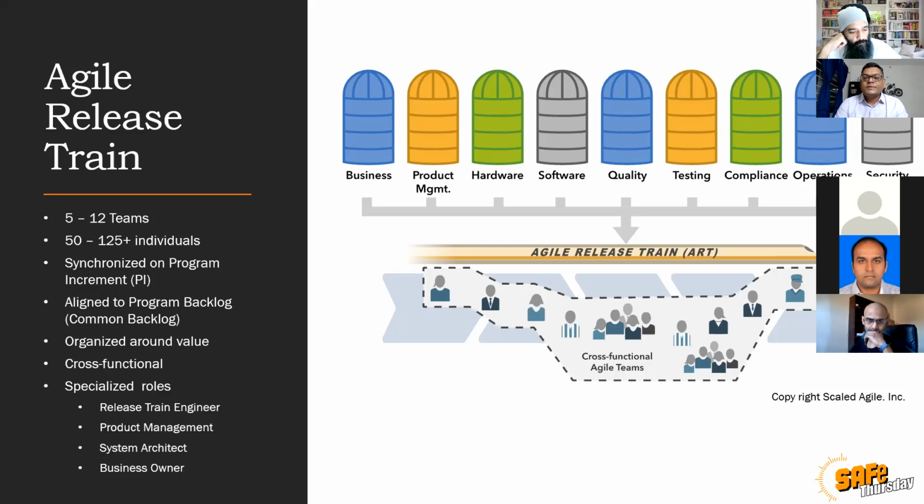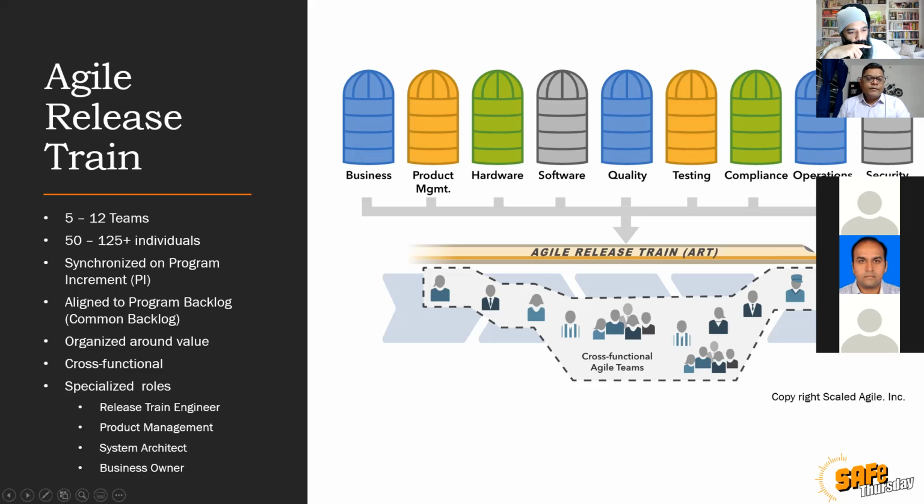Of course, we have these agile teams, and every agile team has specialized roles like scrum masters and product owners. But at an ART level, we have these specialized roles called release train engineer, who is the chief scrum master. We have product management, again, it could be one person or a group of people who have the content authority for the program backlog. And to give the common technical guideline to all these teams, we have a system architect who works with these teams, and also works with the product management. And we have a business owner, typically a senior executive or the sponsor of the ART. So these are the specialized roles.